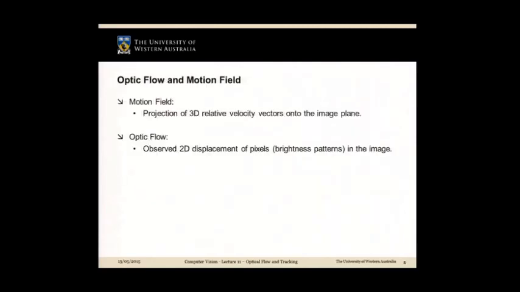Now, what is optical flow or optic flow? It is the observed 2D displacement of pixels, of brightness patterns in the image. So optical flow is your calculation in your image plane. All the calculations that you do in the image plane fall in the category of optic flow. All the real world stuff that deals with velocity vectors, which is related to the movement of the camera, is called motion field, and optical flow is your observed 2D displacement of pixels in the image.